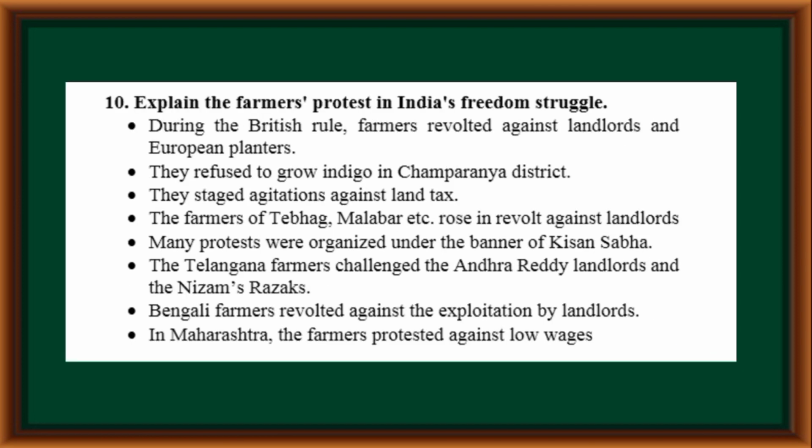Explain the farmers' protests in India's freedom struggle. During the British rule, farmers revolted against landlords and European planters. They refused to grow indigo in Champaran district. They staged agitations against land tax. The farmers of Tebhaga, Malabar, etc. rose in revolt against landlords.